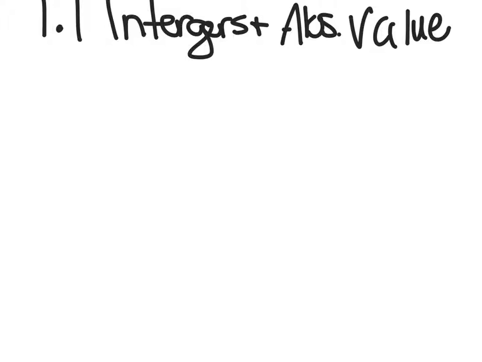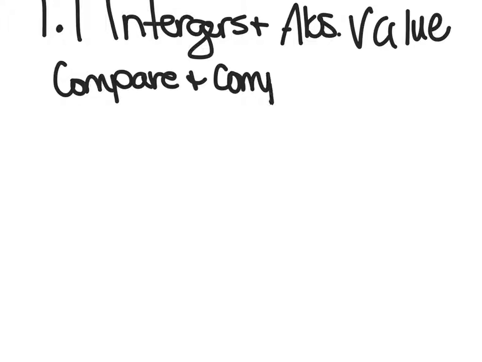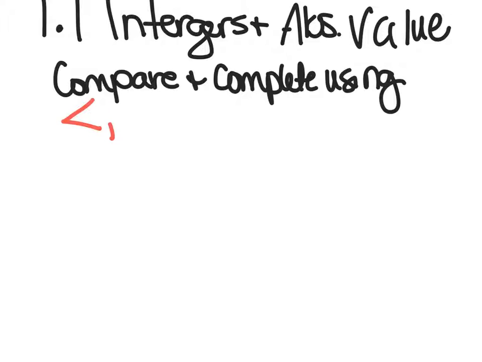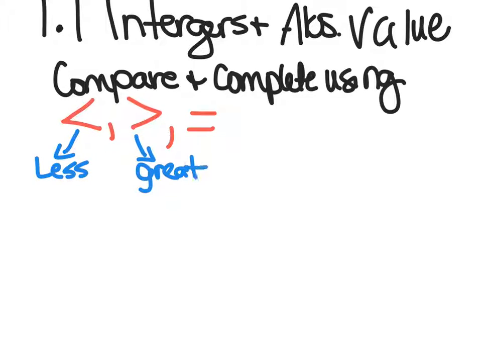So compare and complete using, okay, now these are the big things. You have to compare and complete using these symbols: less than, greater than, equal to. Okay, so we'll just mark those so we all know what they mean. Less, greater, and equal. Okay, so we'll go ahead and we'll do a couple examples.